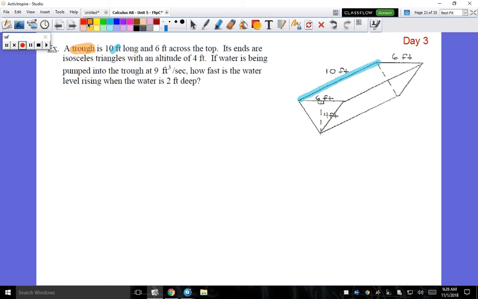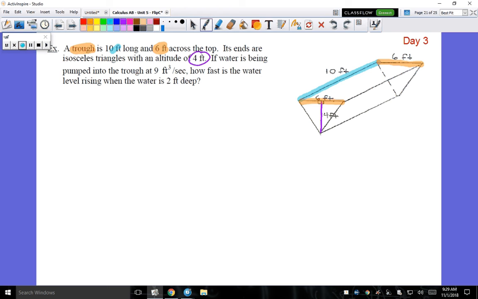And then it goes on to say it's 6 feet across the top. And then it has an altitude of 4. Okay? And yes, the 6 feet is the same over here. If water is being pumped into the trough at 9 cubic feet per second, how fast is the water level rising when the water is 2 feet deep?